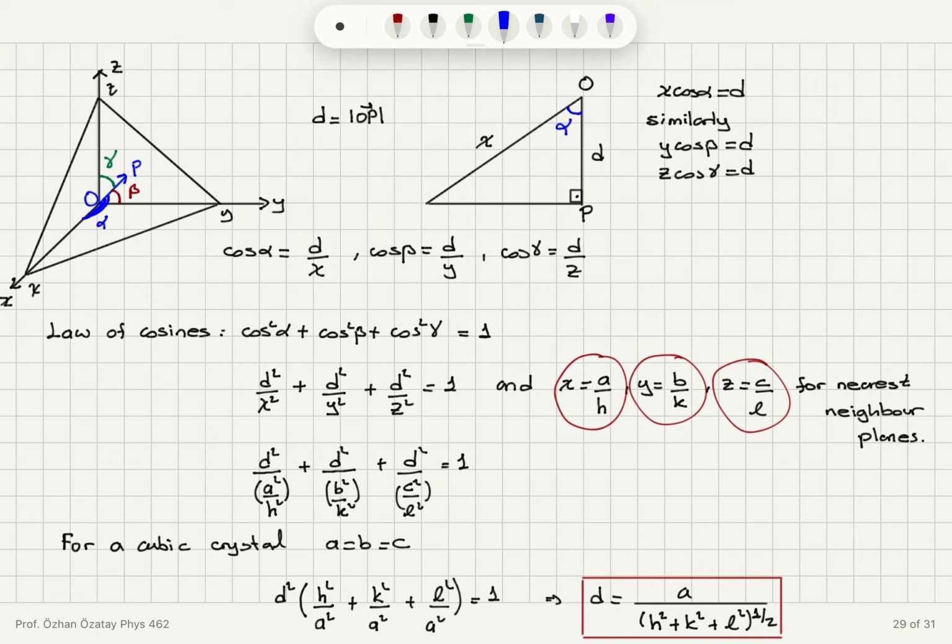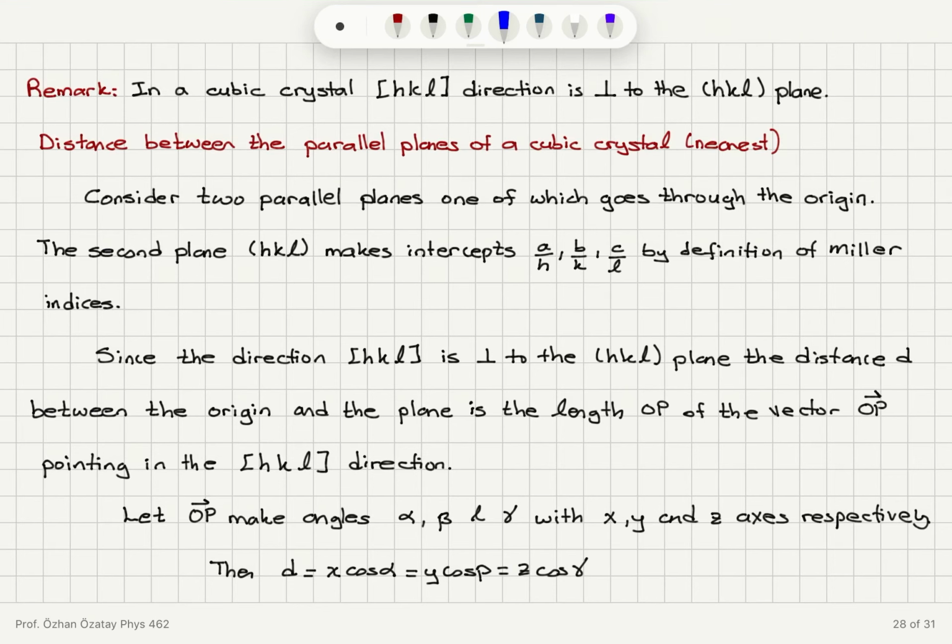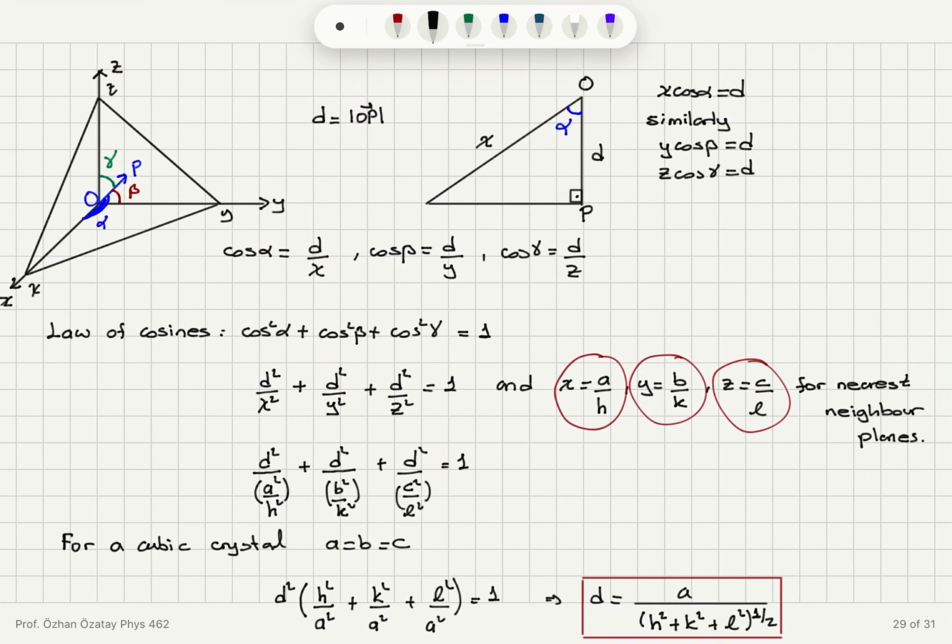The same thing is true for y. d is y cosine beta and d is z cosine gamma. So these alpha, beta, and gamma are what we call directional cosines. So those are the angles that we make with the x, y, and z axes.